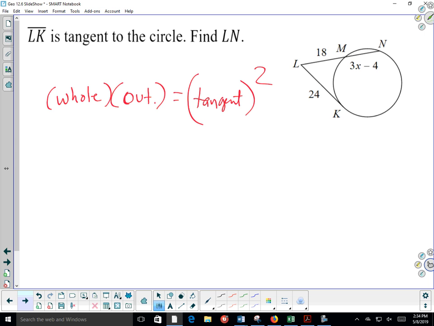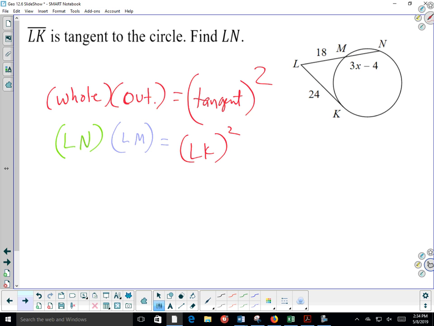Can you fill this in now with segment names? What is the whole segment? What is the outside segment? What's the tangent segment? Angelina? LN times LM equals LK squared. LN is the whole and LM is the external. So the length of LN times the length of LM is going to equal the length of LK quantity squared. Are we okay with this?